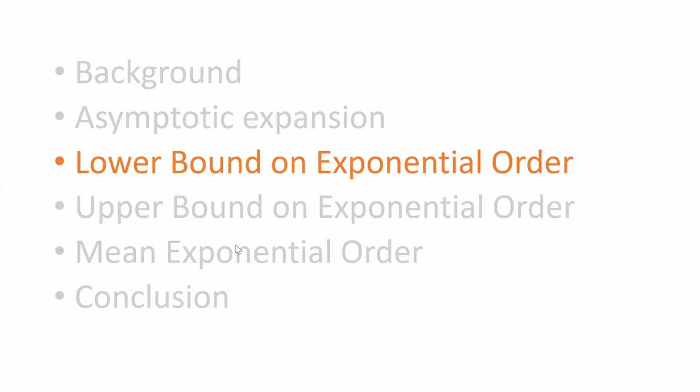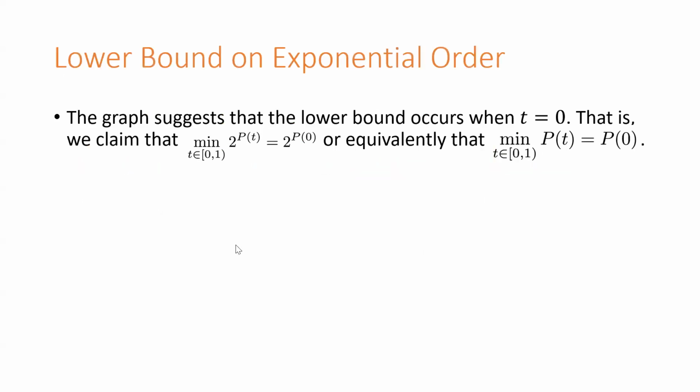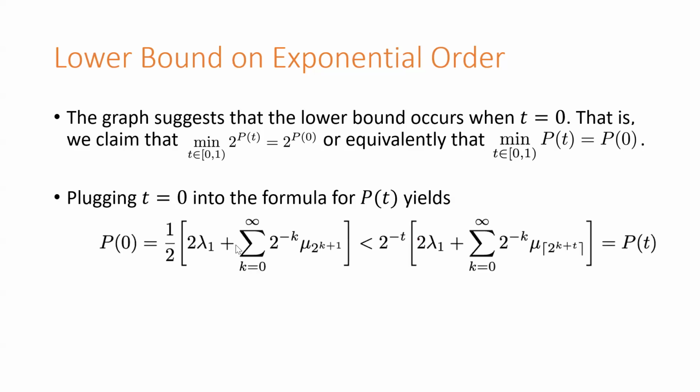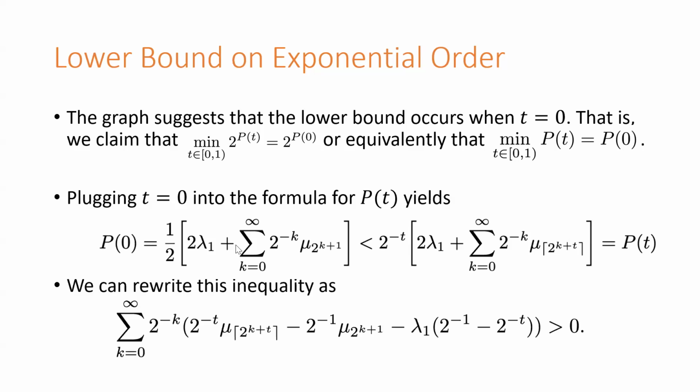So we will first show that the exponential order is lower bounded when we consider t equals 0. Just to turn that into a concrete math problem, we want to show that the minimum is at t equals 0. That's equivalent to showing that the minimum of p of t is at t equals 0. Now plug that into the formula we had before, and this is the inequality we're trying to show. We rearrange this, so we are trying to show that this quantity is positive.